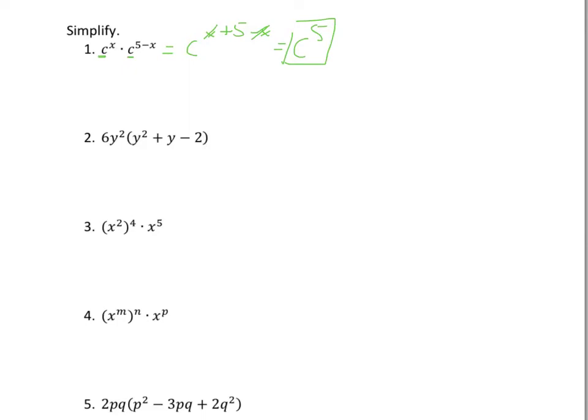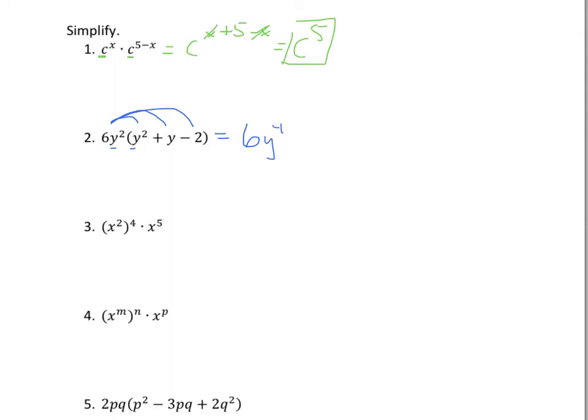Now, the 6y squared times the quantity y squared plus y minus 2, we have to distribute this, just like we always would in any other class. We have to do each of them separately. So, 6y squared times y squared, you're going to have the same base. The 6 is going to stay, but your y squared times y squared, remember if you're multiplying two things with the same base, you keep the base and you add the exponents. 2 plus 2 is 4. That's a nice easy one.